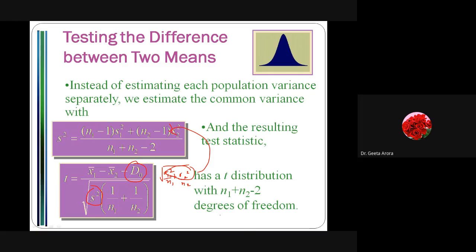And if we talk about the degree of freedom, earlier when we did the t-test with one sample of size n, the degree of freedom was n minus 1. Now here we have two samples.